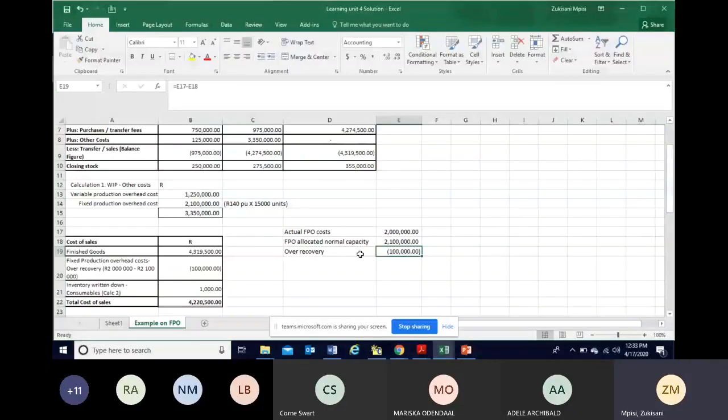And under recovery is when your fixed production overhead allocated is less than your actual incurred. And the over recovery is when your actual fixed production overhead that you have incurred is less than the normal capacity. Please look at these two examples as well, then you will be able to understand it better. But I hope I did try.